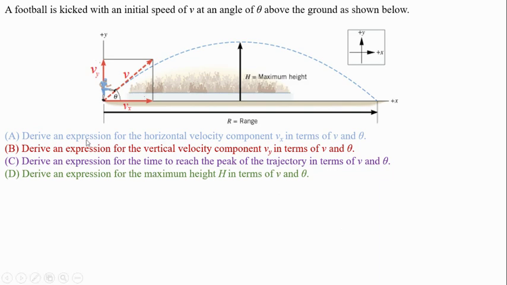Okay, so in part A, it says to derive an expression for the horizontal velocity component, Vx, in terms of V and theta. Again, in the diagram, we're given the initial speed V, and the angle theta, and it wants us to derive an expression for this horizontal component, which is pretty easy to do. All I'm going to do is carry down this vector V in my work. That's going to be V. And then I'm just going to draw my right triangle. That is going to be my Vx, and this is going to be my Vy.